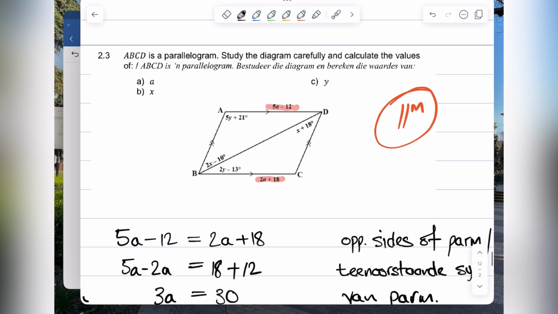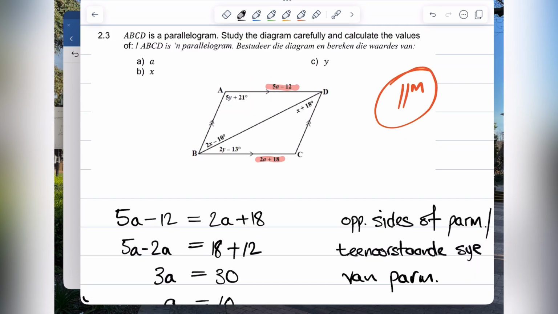They did not ask us to calculate the length of the side. They just wanted to know the value of A, and we have given them the value of A. So that's done. So that was 2.3a.